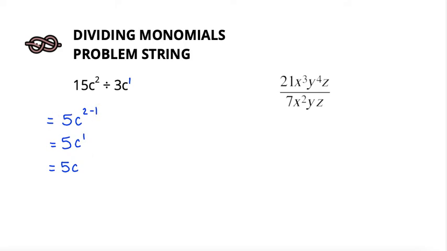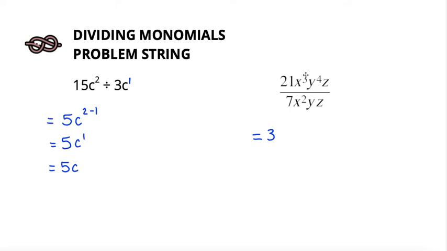Remember that division can be written as a fraction as well. So we don't always have to use that division symbol. We can express it as a fraction. Sometimes writing it as a fraction makes it easier for us, especially when we have more than one variable. So again, we're going to start with our coefficients. We're going to start with our numbers. 21 divided by 7 is 3.